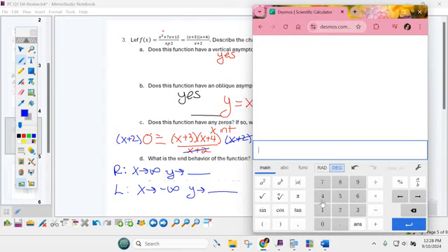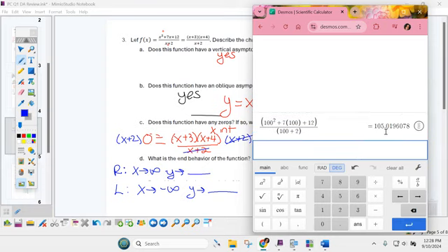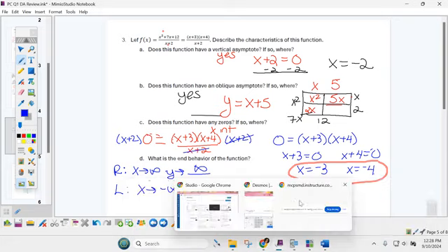I'm going to put a really big number into my x's. I'm going to put in 100. Oh, okay, you got to put parentheses around your numerator and denominator. Okay, so that's a big positive. So as x goes to the right, y is going to go up to infinity.